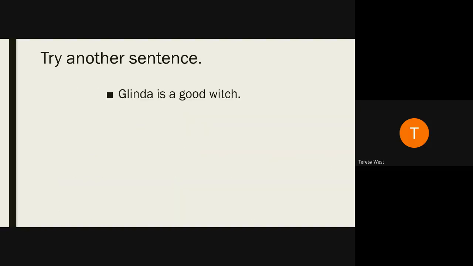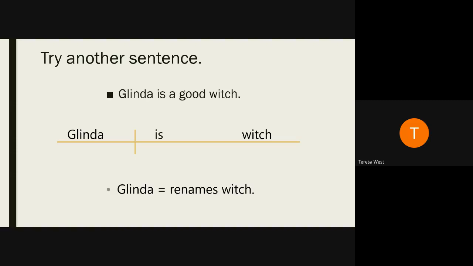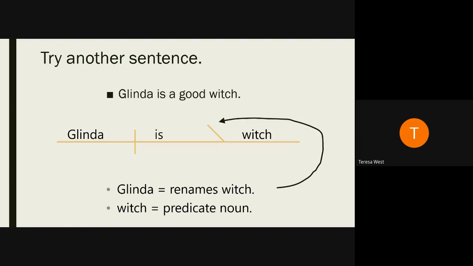Try another sentence. Glinda is a good witch. So Glinda is our subject, is our verb, and then witch is going to be our subject complement. Glinda renames witch. Witch is a predicate noun, and so our line is a diagonal slant that goes back towards Glinda. A and good are both working here as adjectives describing witch. Glinda is witch. What kind of witch is she? A and good. So each one has its own separate line as a describer.